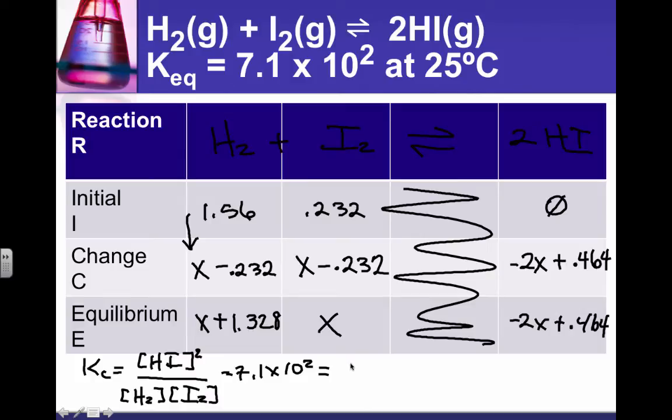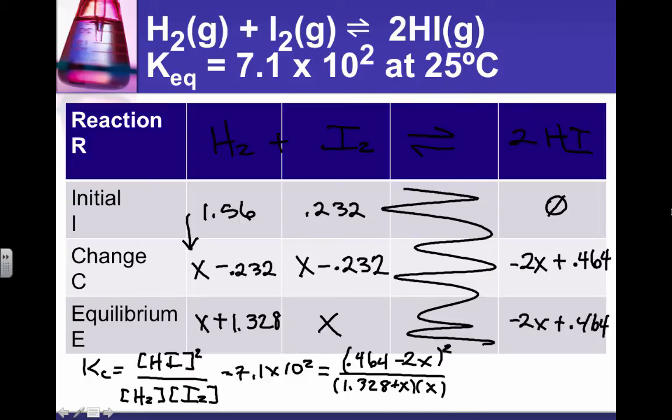Okay, HI goes on top. I'm going to write this backwards so that you see where my adding and subtracting of X comes in, because this is the same math. I just wrote my constant first before the variable, and that one gets squared. And then at the bottom I have 1.328 minus, no, plus X, right? Yeah, plus X, and iodine is just X.